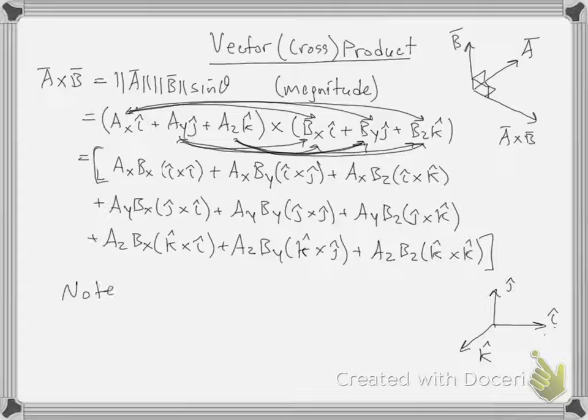Let me put a note here. We'll come back to those terms. If we were to hypothetically cross i with itself, what is this? Well, the magnitude of both is 1 times 1. The angle between i hat and i hat, well, they're the same vector, thus the angle is 0 because they're effectively parallel, thus the sine of the angle 0 is 0. Okay, the cross product of parallel vectors is 0.